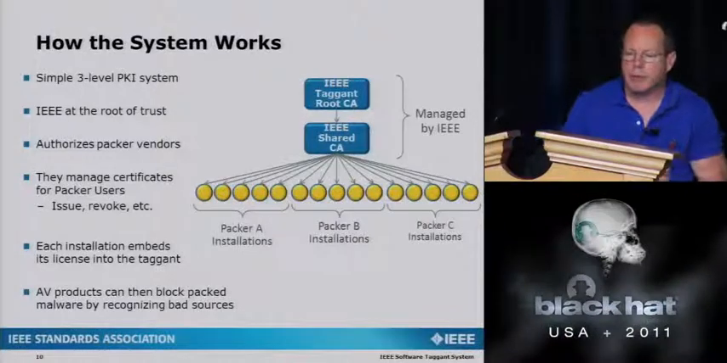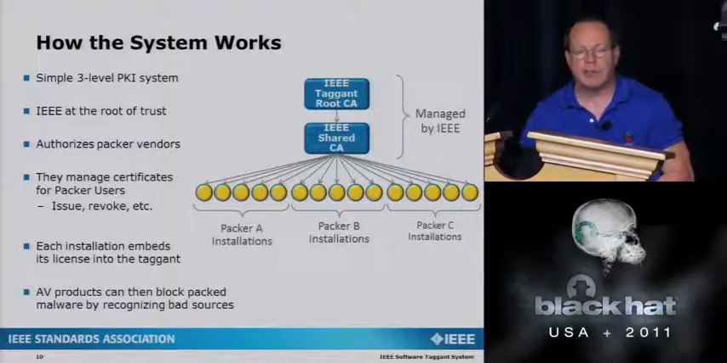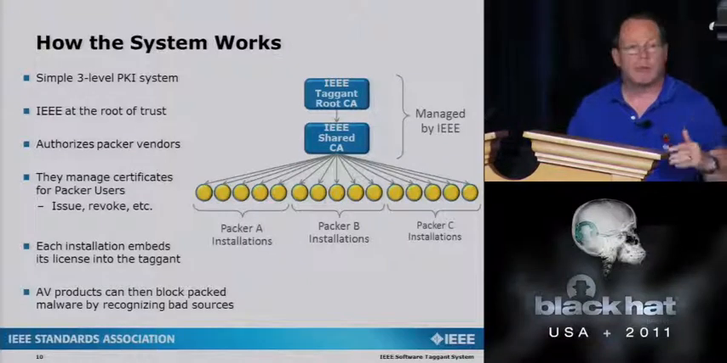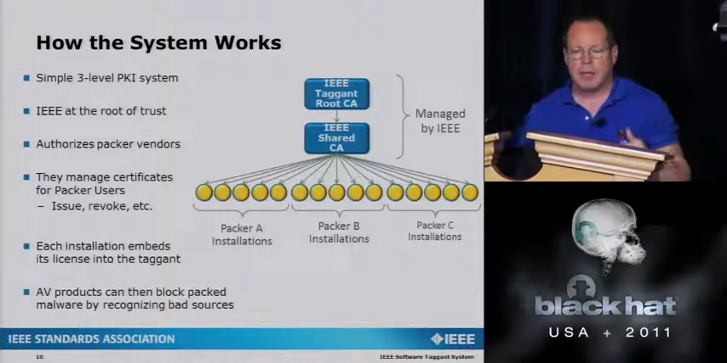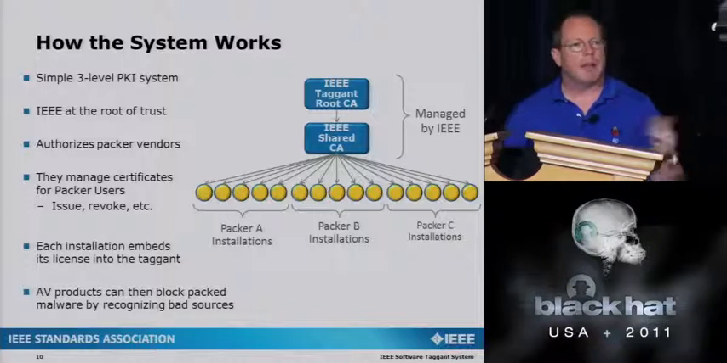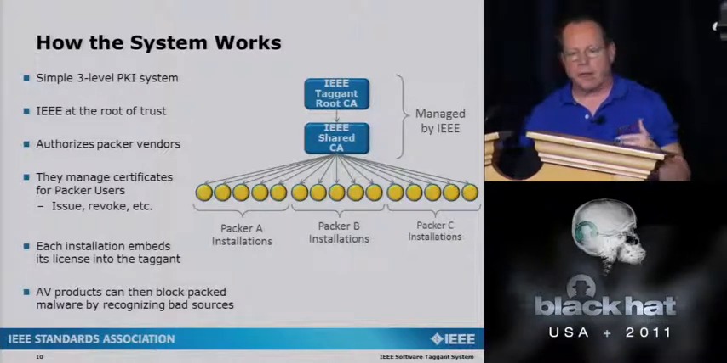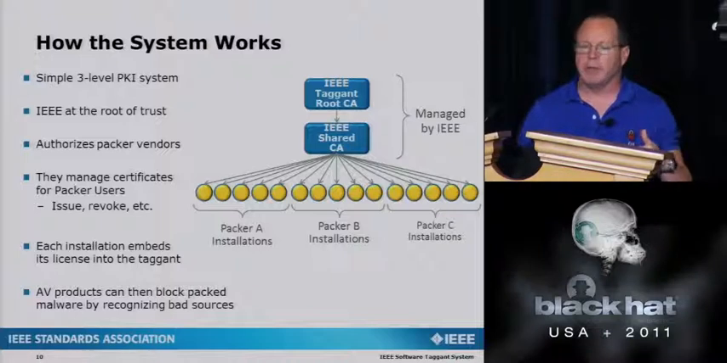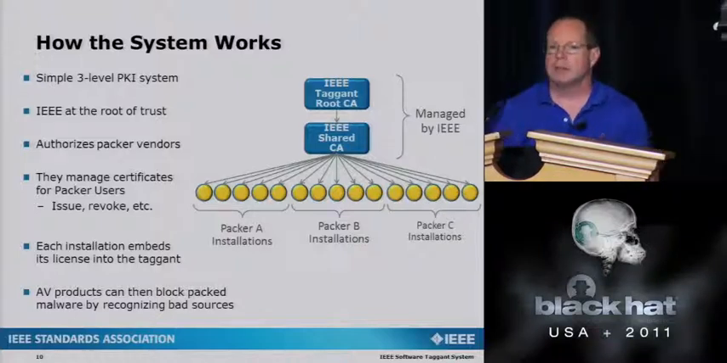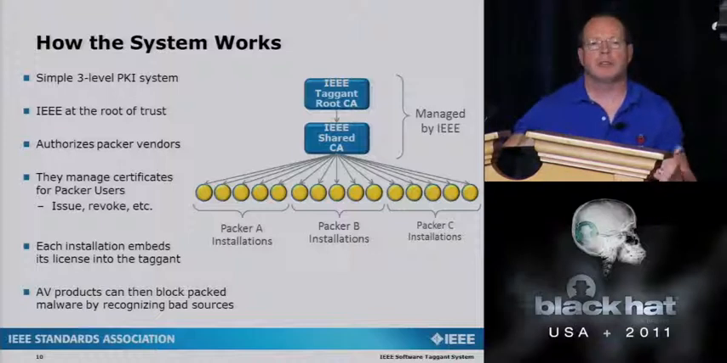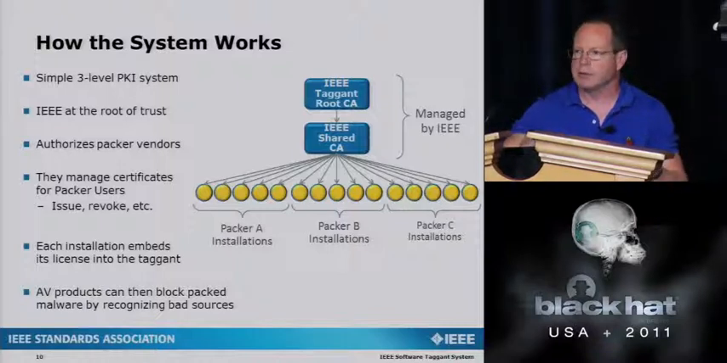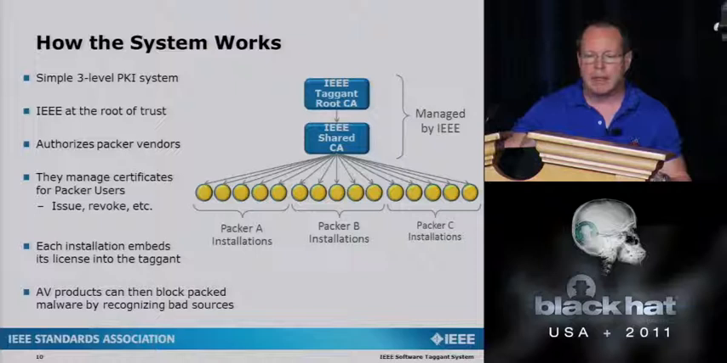Okay, let's talk a little bit about how the system works. It's a 3-level PKI system. IEEE is at the root of the trust, and we authorize Packer vendors. When we do that, we generate a unique identifier for them and give them access to the PKI system that allows them to create licenses for their users under this system.